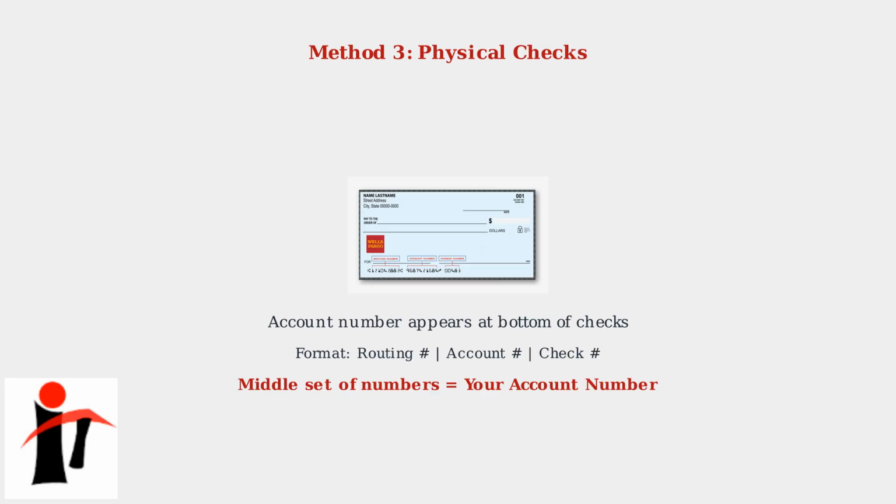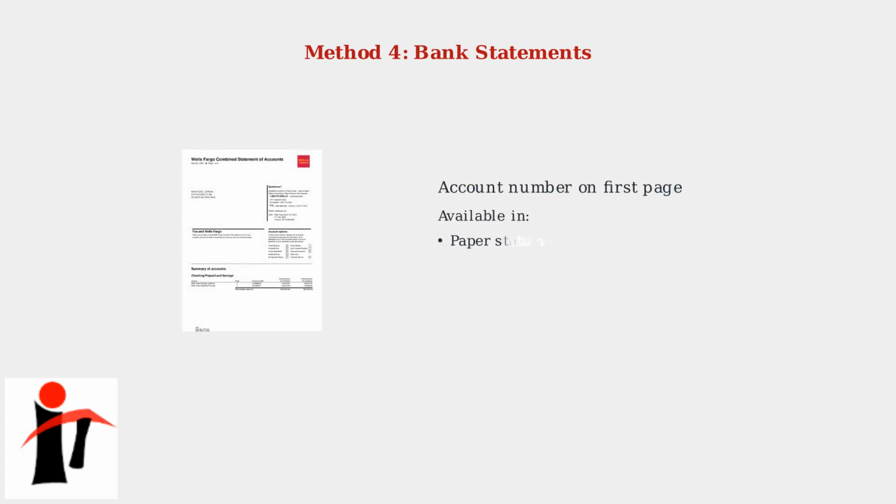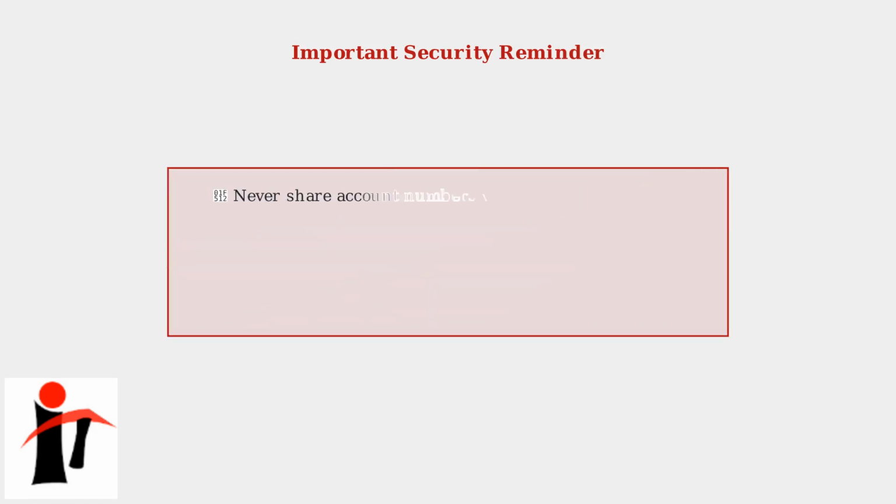Look at the bottom of any check. The account number is the middle set of numbers between the routing number and check number. Your account number is also prominently displayed on bank statements. This information is available on both paper statements that are mailed to you and electronic statements accessible through the app or online banking. Remember to protect your information.